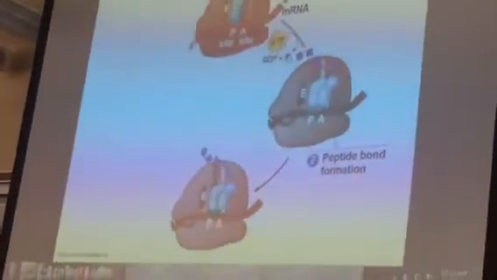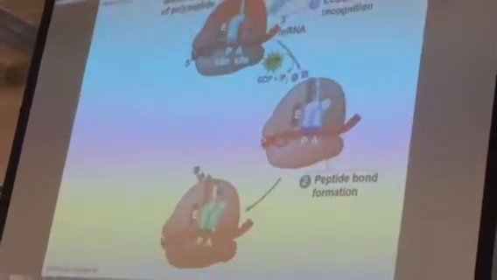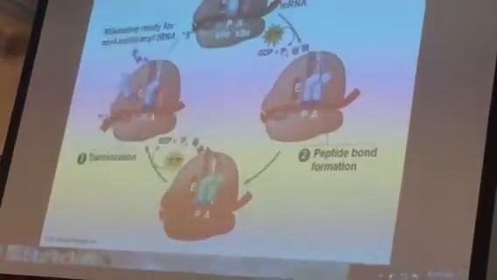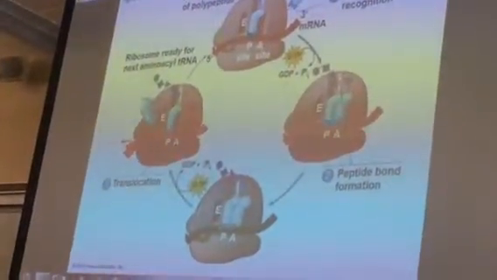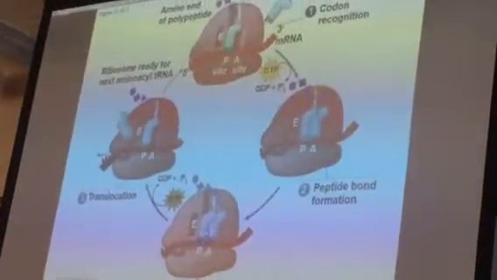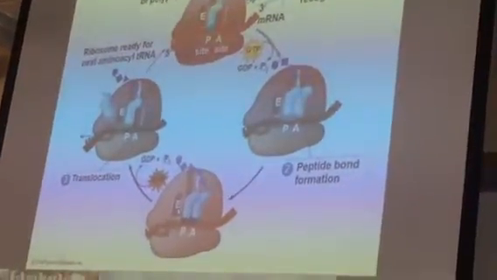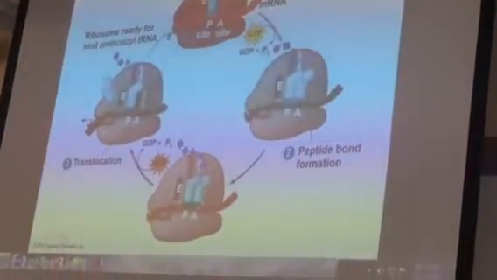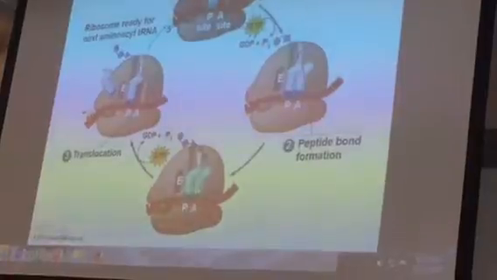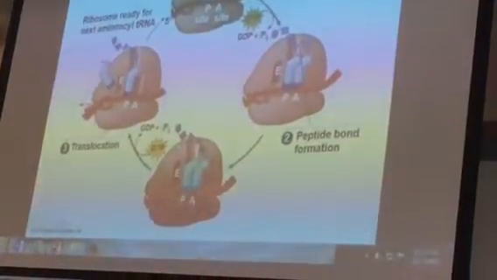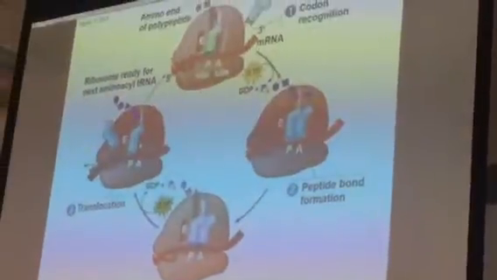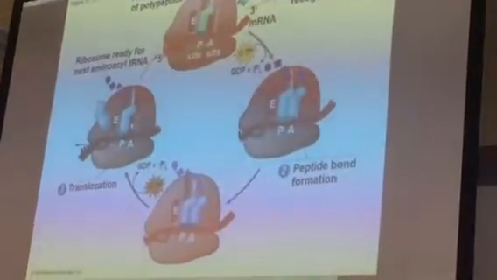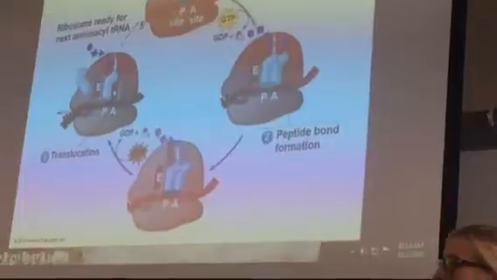Now we need to translocate everything up one position. So that's our 3rd step, and it also requires some energy. So here we go. This tRNA that was in the P site moves up to the E site, exits. The tRNA molecule that was in the A site moves up to the P site. Now it's holding the polypeptide chain, and it's waiting for the next tRNA molecule to come in so that the next amino acid can be added. So that's elongation. That's how we build a protein.